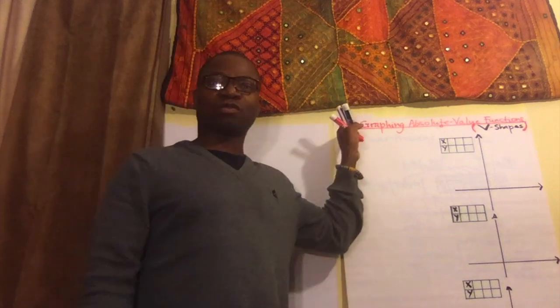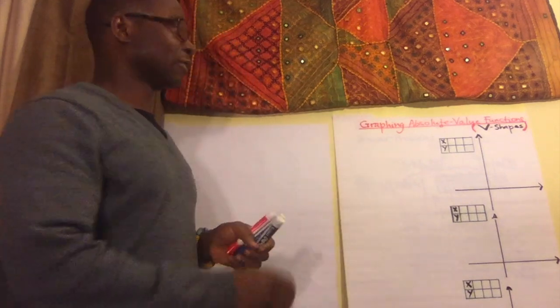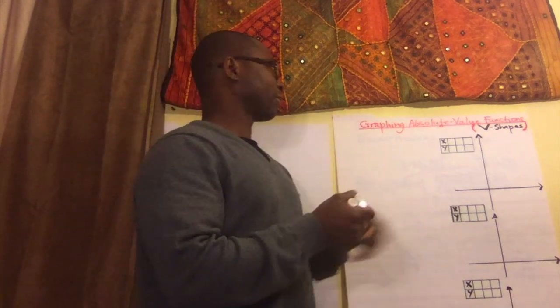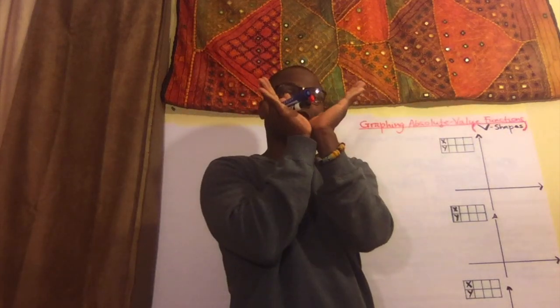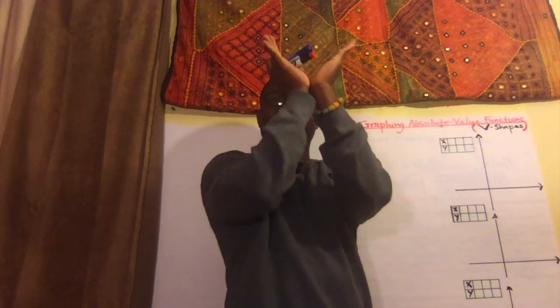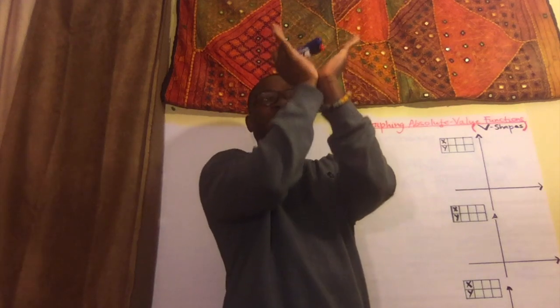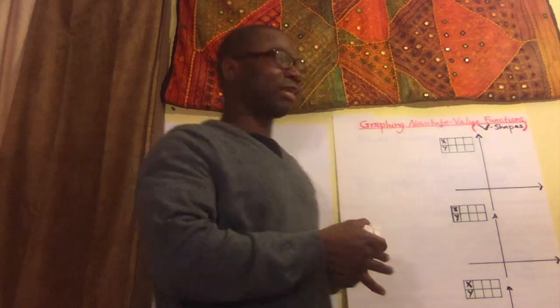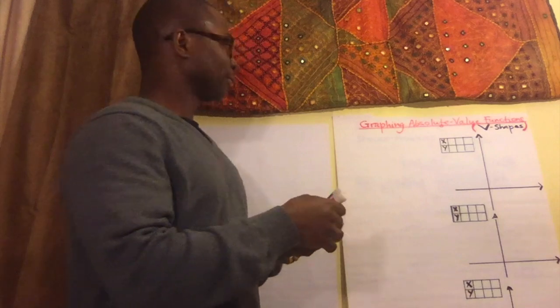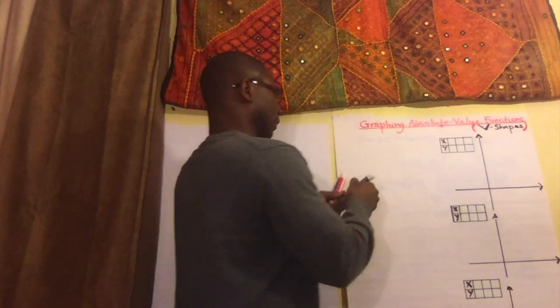Graph absolute value functions. They are the V-shapes. An absolute value function, once you graph it, is like a V. If it's facing up, it's a happy V. If it's facing down, it's a sad V. But we're going to focus more on the happy one today. Easiest one, the first one.